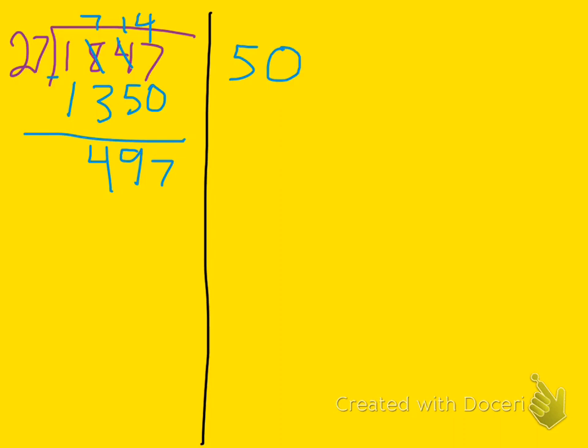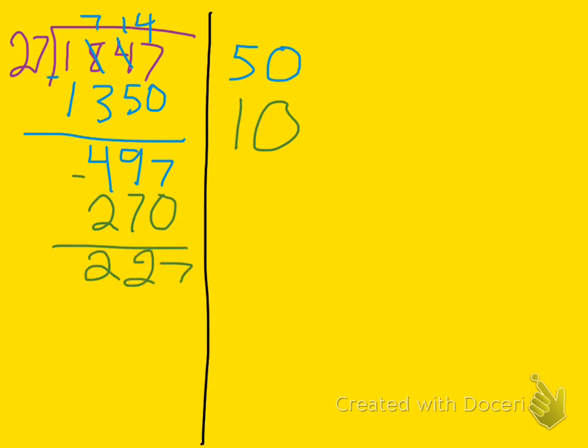The next step is to figure out how many times 27 can fit into 497. We know it can fit in at least 10 more times. 10 times 27 now is 270. Write that down here and subtract. Okay, the next step is to figure out how many times 27 goes into 227.